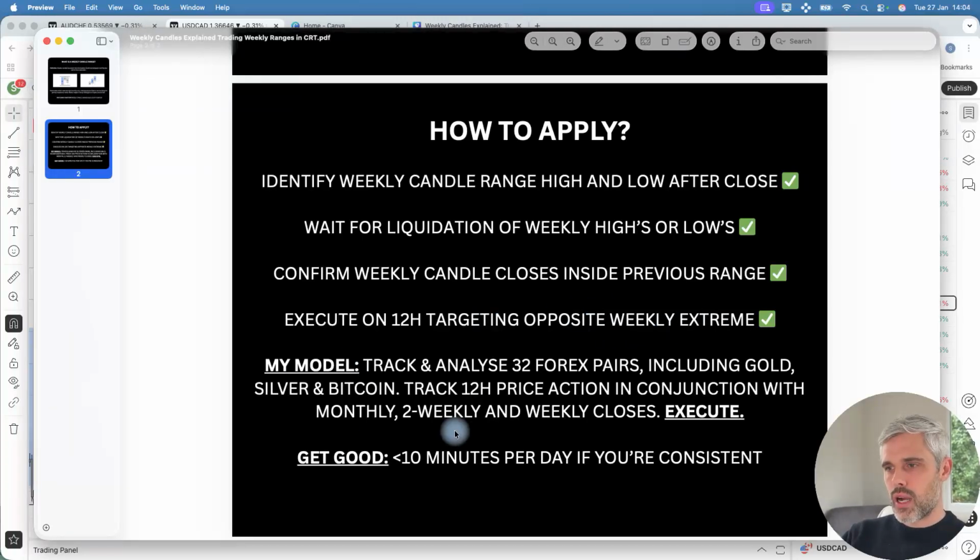So my model is that I track and analyze 32 forex pairs, including gold, silver, and Bitcoin. I track 12-hour price action in conjunction with monthly, 2-weekly, and weekly candle closures. I'm swing trading, so it's just a matter of waiting for setups to form, waiting for context to align, and then executing. Once you get good at this, you can do it in 10 to 15 minutes a day.